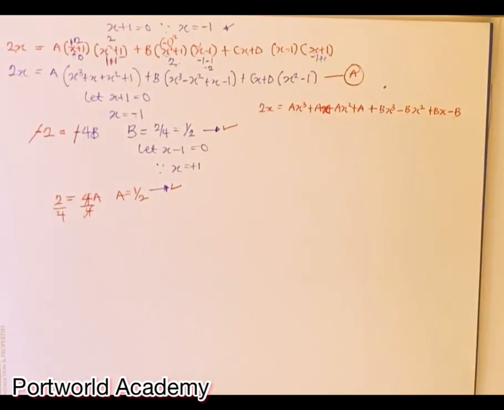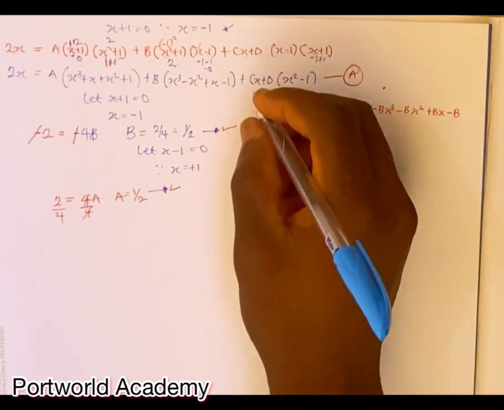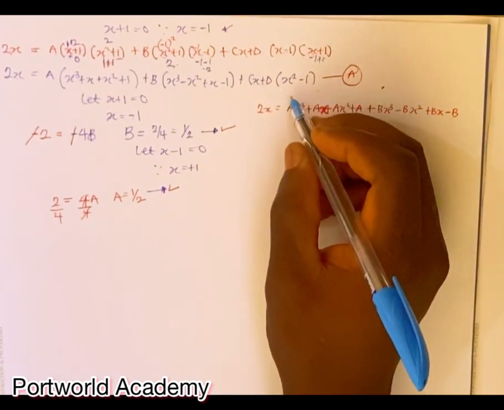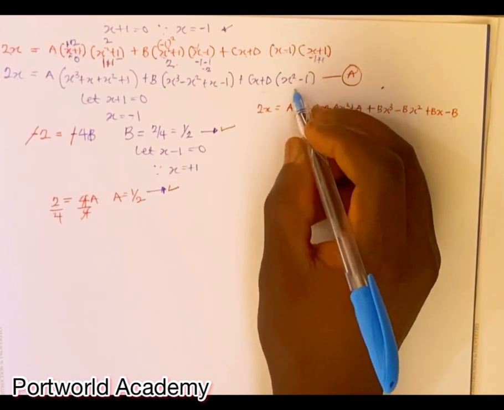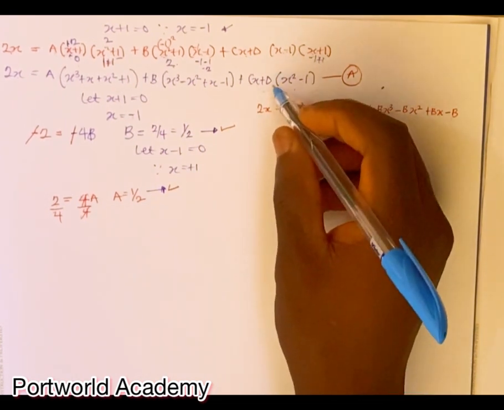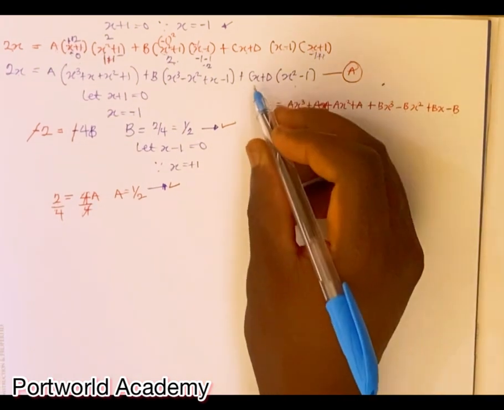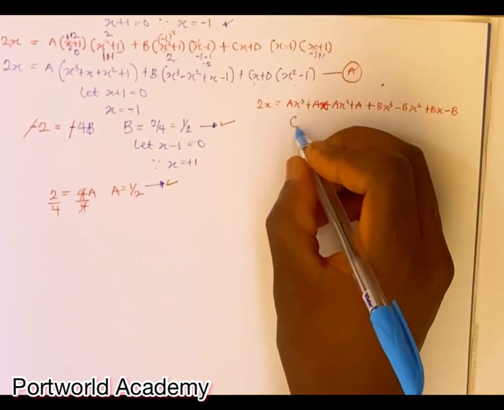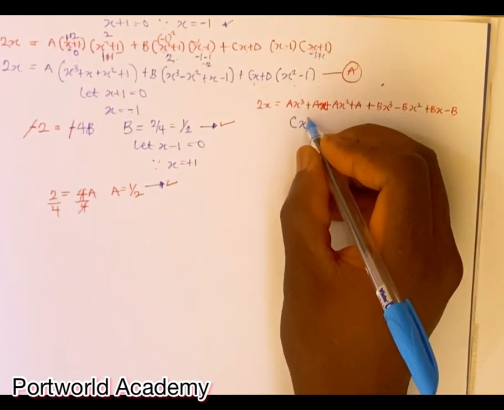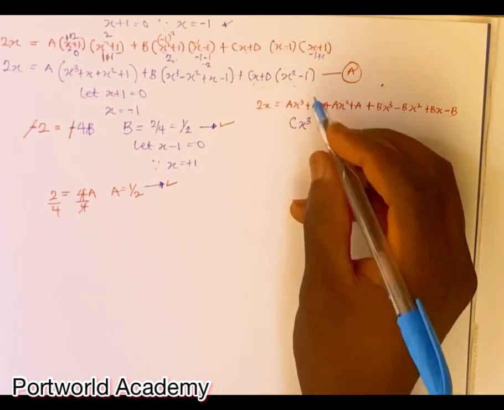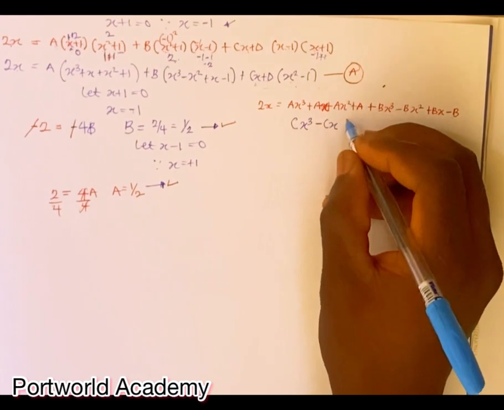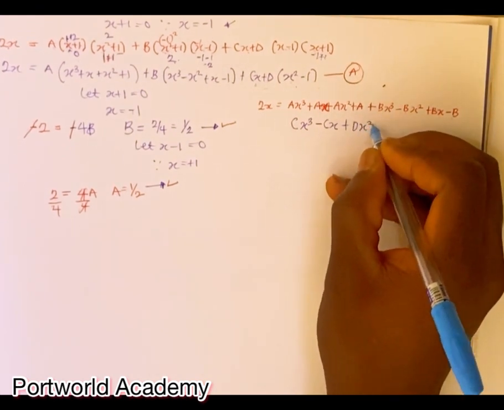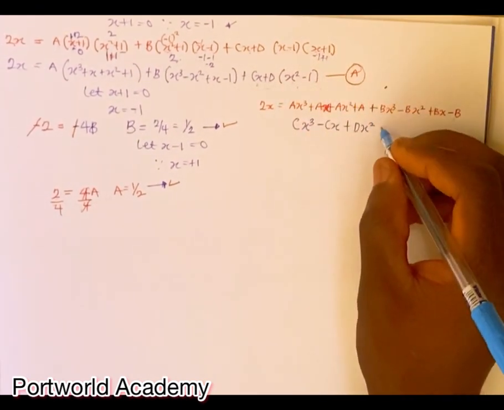So it's very simple. The next thing is to expand this. Let me rewrite this one this way because that's the best thing to do. Expanding this on its own, this time this will give me cx raised to the power of 3, then minus cx. Then this will give me plus dx raised to the power 2, then this multiplied will give me minus d.